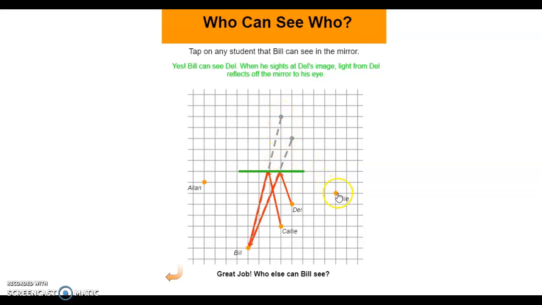Okay, what about Ellie? Can he see Ellie? No. Right? Because Ellie's 2 spots away. If I go 2 spots, if I follow this line, it doesn't go by the mirror.